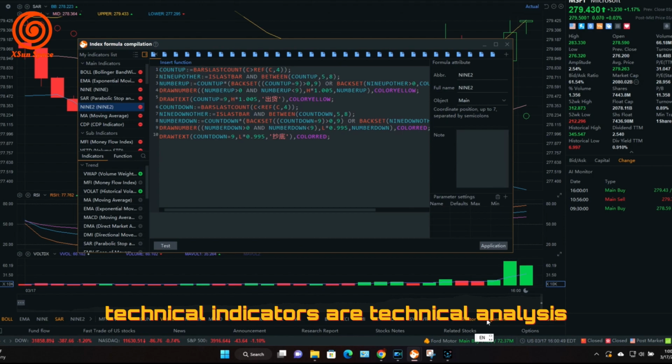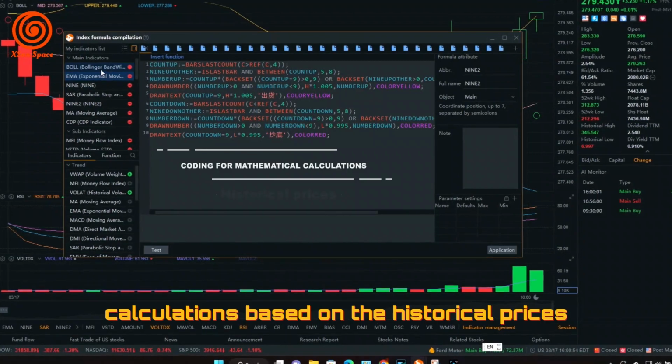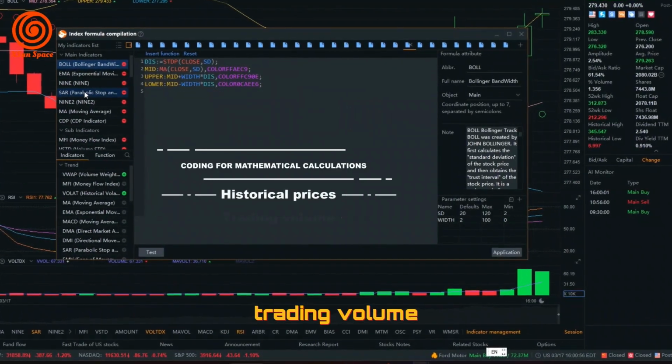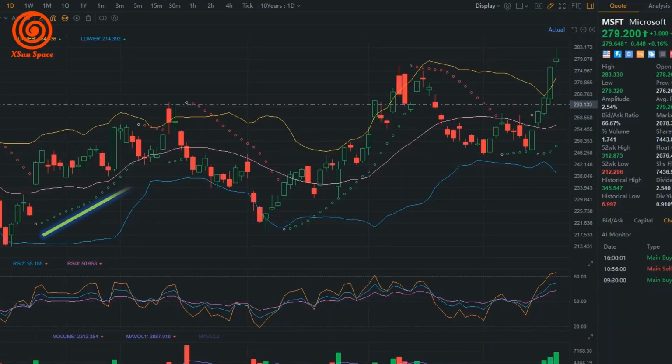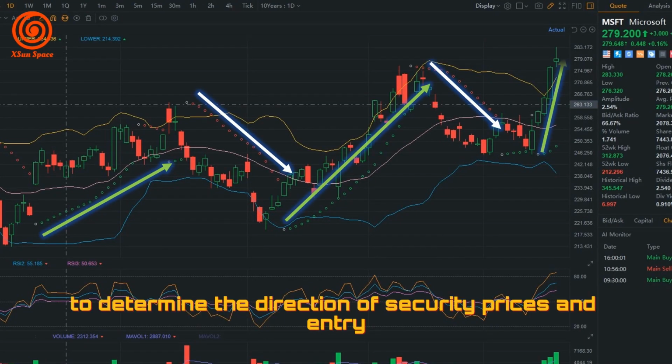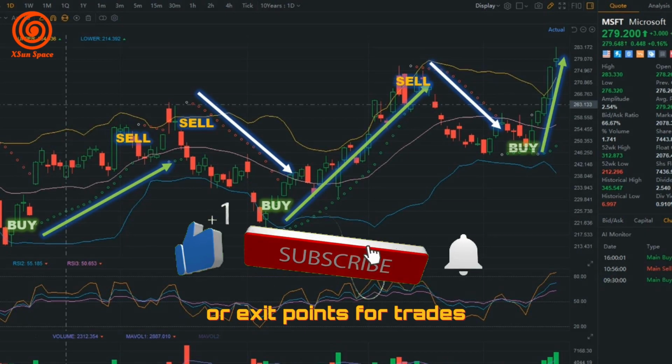Technical indicators are technical analysis tools employing mathematical calculations based on the historical prices, trading volume, and open interest of a security or contract. Investors or traders use them to determine the direction of security prices and entry or exit points for trades.